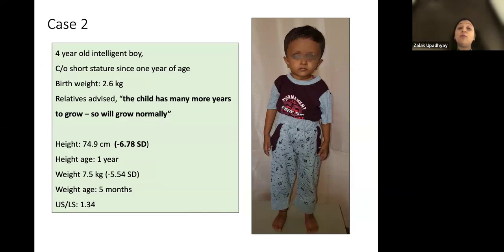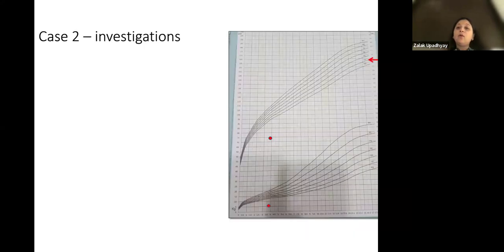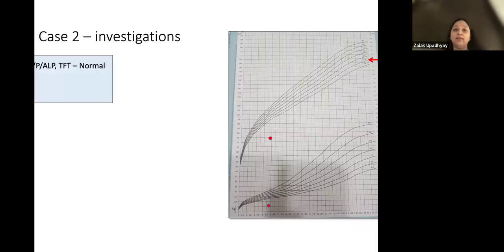Height is only 74.9, 1 year of height age. At 1 year, child is 75 centimeters. Minus 6.7 standard deviation. And weight. Now, look at this. When height is so much below the third centile, always think of growth hormone deficiency. Okay, you have to once give a thought of growth hormone deficiency.